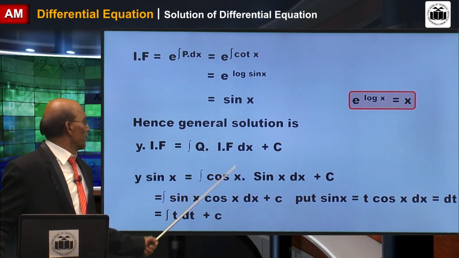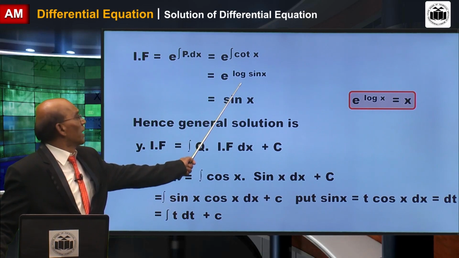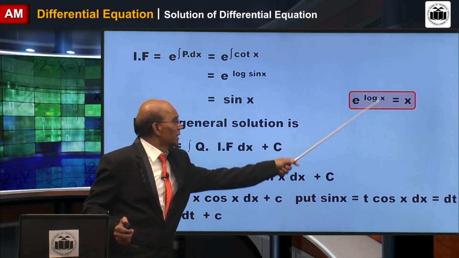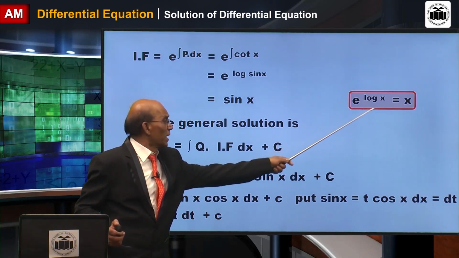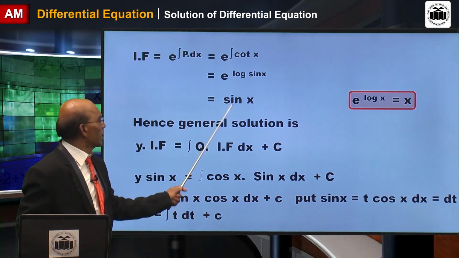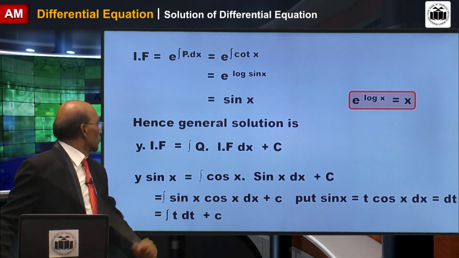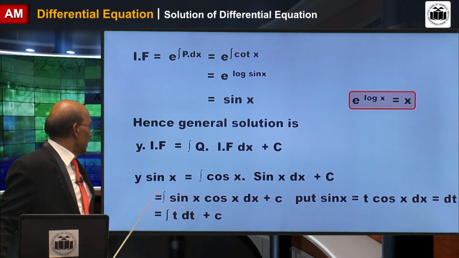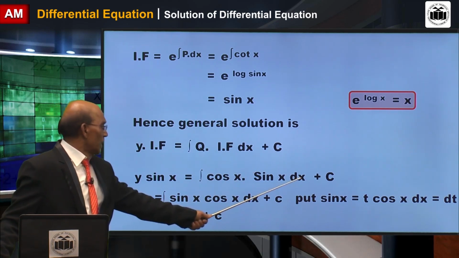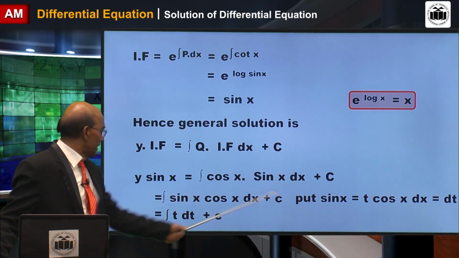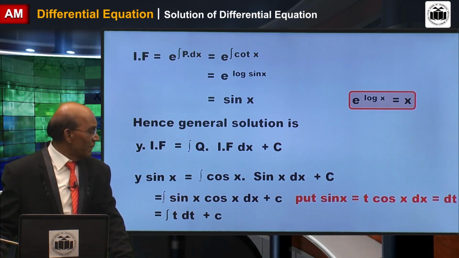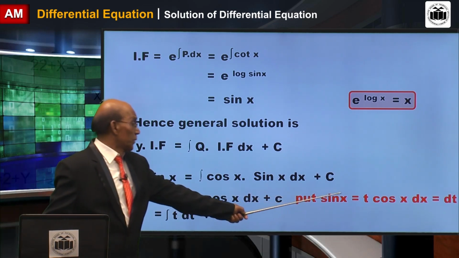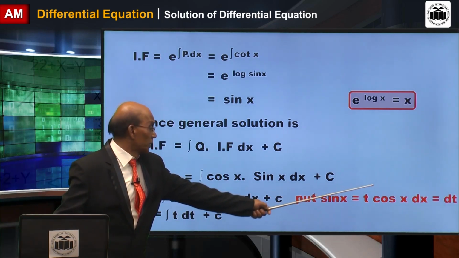Then the integrating factor we can say here as e raised to integral of cot x, again we are going to use that formula, and here we are going to use one of the properties of logarithm. E raised to log x is always x, and hence we can write this one as sin x. Hence the general solution is y sin x equals to integral of cos x sin x dx plus c, and we can put some substitution here. So now here we can put sin x equals to t, cos x dx equals to dt.